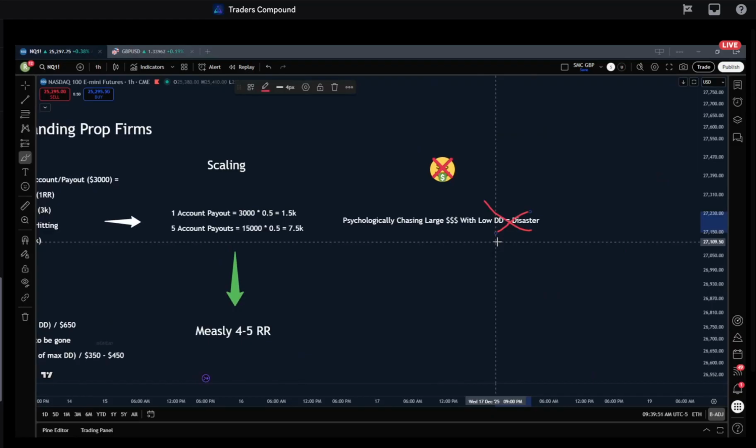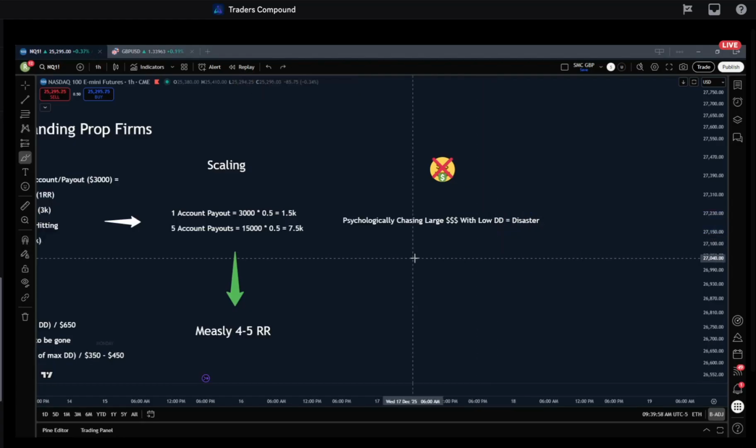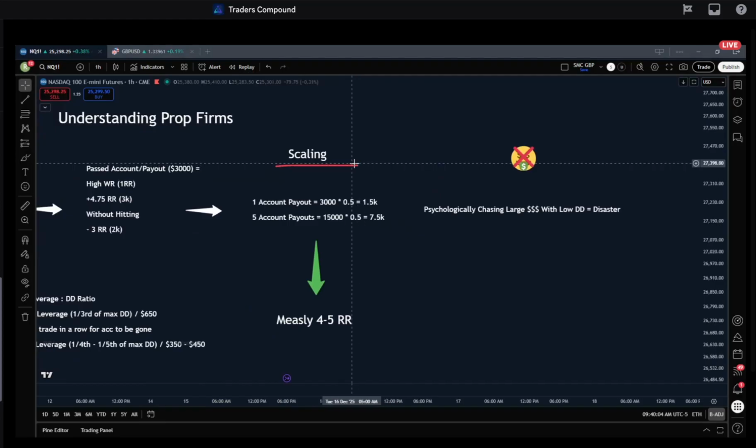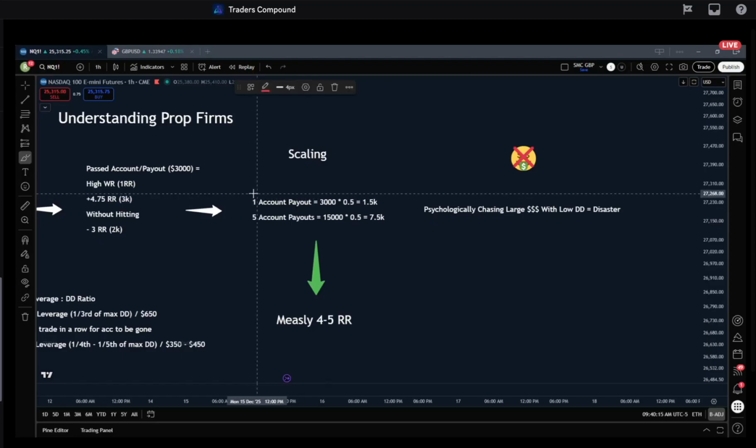The goal with prop firms is never to try and capitalize on these low drawdown accounts and flip them to those insane profits. It's to scale. True leverage with prop firm trading comes from copy trading. You guys hear me talk about copy trading all the time. The reason copy trading is so powerful is because literally nothing changes with your trading. You just get more leverage.